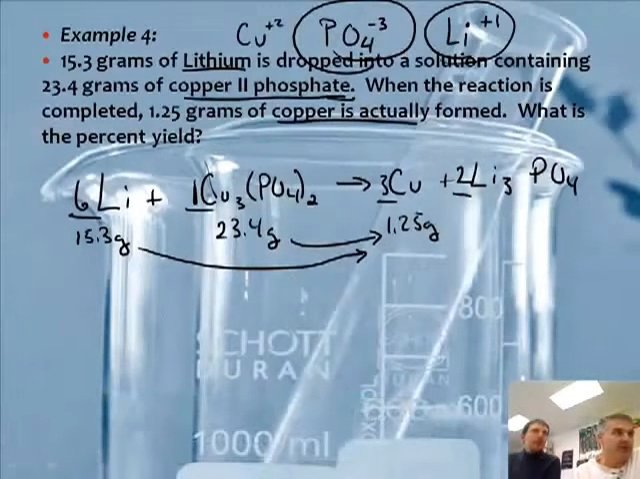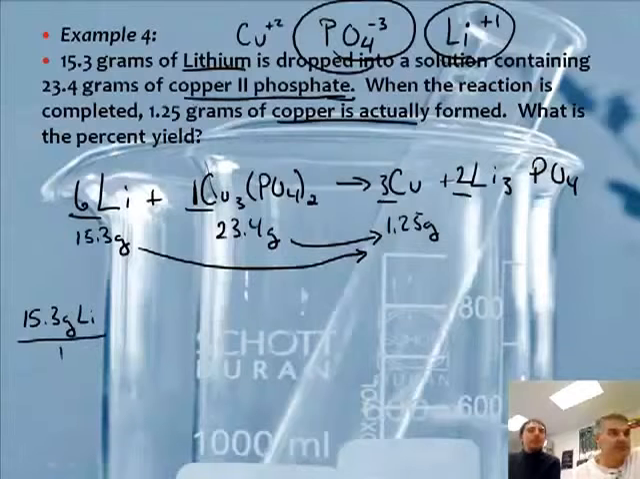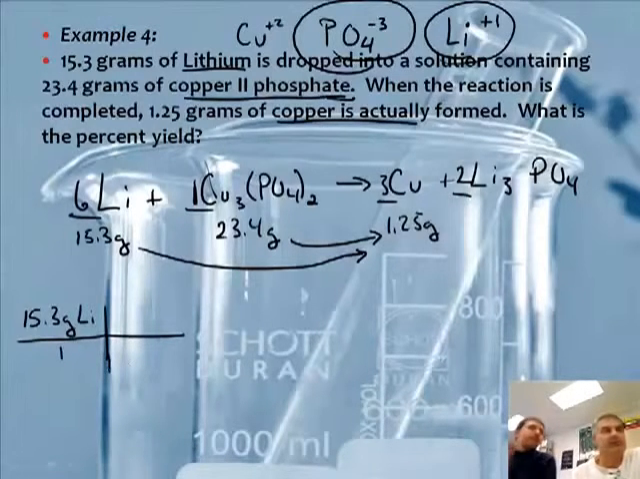So we have to do a gram-gram problem. If you can do this problem, guys, you can do anything in this unit. You are good to go, because you can write and balance an equation, you can do limiting reactant stoichiometry, and you can do percent yield. Except for the molar mass one, but that's coming next.